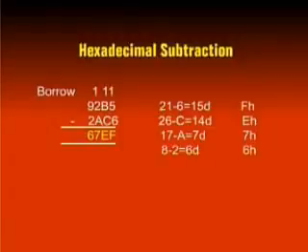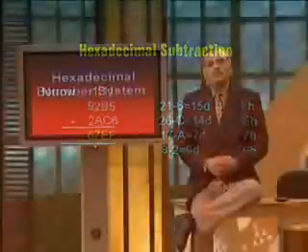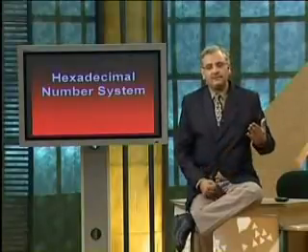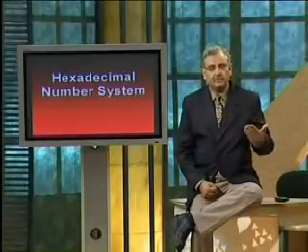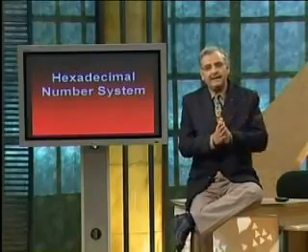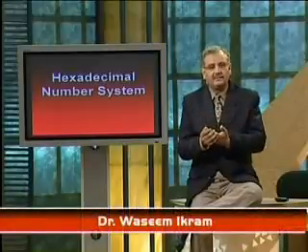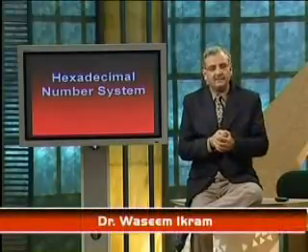Finally, subtracting 2 from 8, because a 1 had been borrowed, the answer is 6. So the answer of subtracting 2AC6 hexadecimal from 92B5 hexadecimal is 67EF hexadecimal. We just saw examples of converting from decimal to hexadecimal, from hexadecimal to decimal, and examples of adding numbers represented in hexadecimal and subtracting numbers represented in hexadecimal.